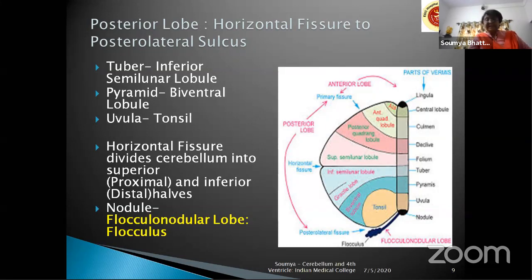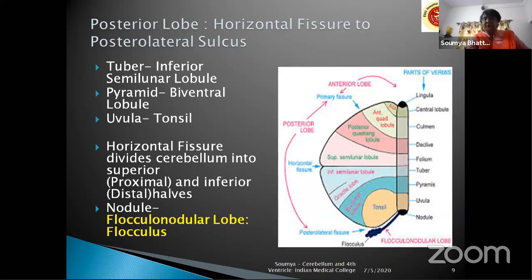Therefore, what you can see here are the parts of the vermis from anterior to posterior. That is, we start with the lingula and we end with the nodule. Now, these are the parts on the vermis, and we have the corresponding parts on the cerebellar hemisphere.